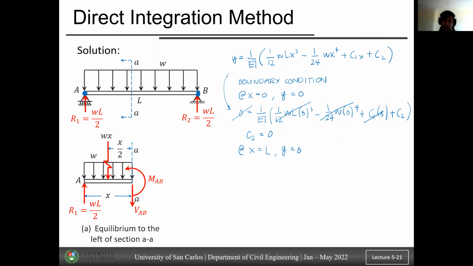So again, going back to the given equation above, 0 is equal to 1 over EI, then you're going to have 1 over 12 WL times L cubed minus 1 over 24 W times L to the power 4 plus C1 times L, and then plus 0 coming from the first boundary condition. So C2 is now 0.